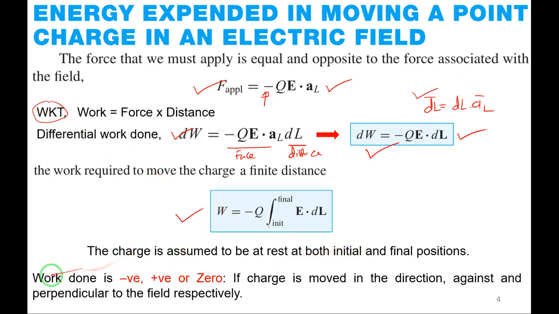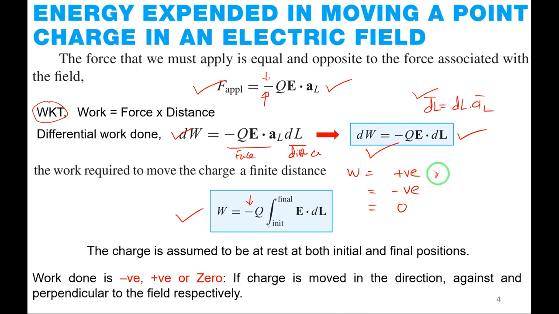The work done is said to be positive, negative, or zero. Three cases are there. We got the formula W is equal to minus Q integration. This minus, don't skip this. This minus Q is coming because the applied force should be equal and opposite. So if I calculate the work done in order to move the charge in the field, sometimes we will get a positive value, sometimes a negative value, sometimes zero. And in which case, we'll see.